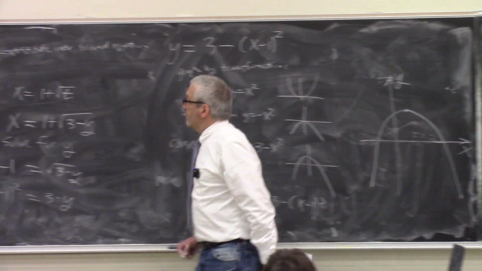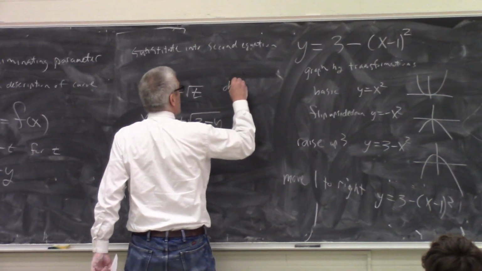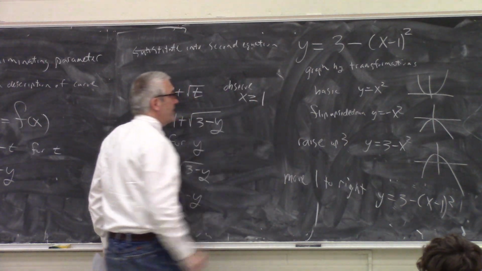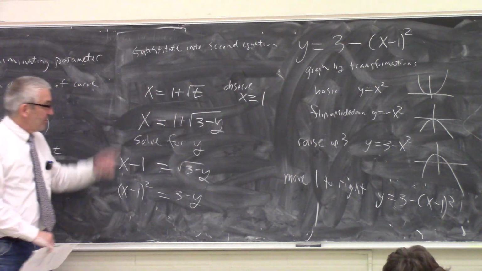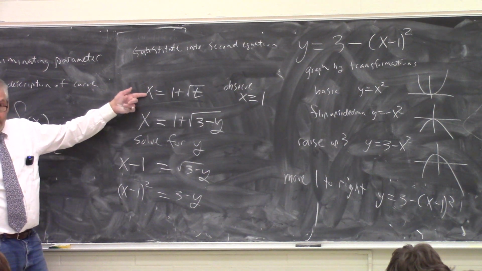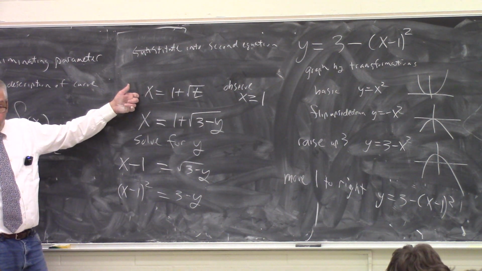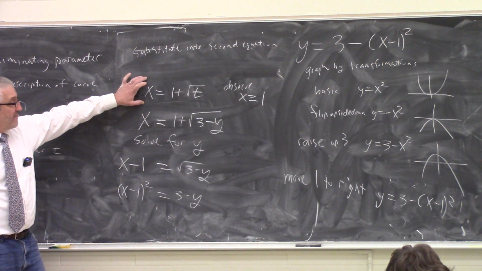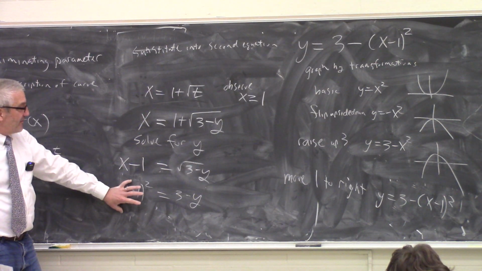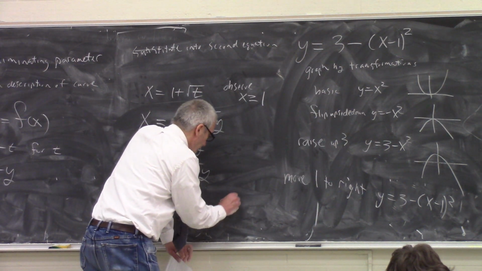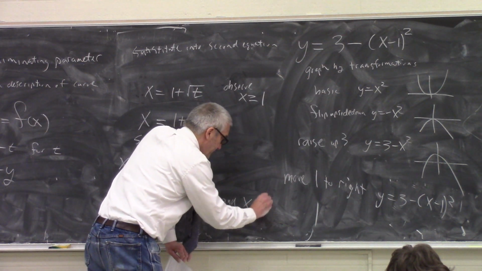Yeah, notice x is going to be greater than or equal to 1. Now that's lost here. So this equation gives us that x is greater than or equal to 1. So I need to add that requirement here. So this equation has to be true, with the extra requirement that x is greater than or equal to 1.